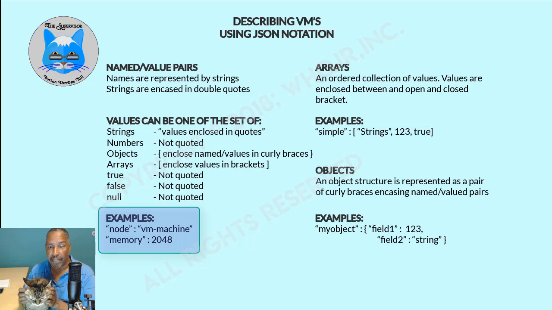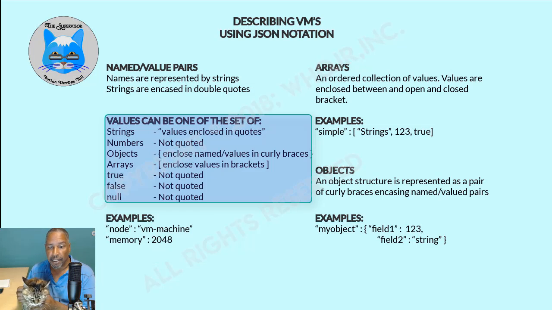The names are represented by strings, and the strings are encased by double quotes. Our values can be strings, numbers, objects, arrays, true, false Boolean values, and null. When we talk about strings, a string is a value enclosed in double quotes. Numbers are not quoted.